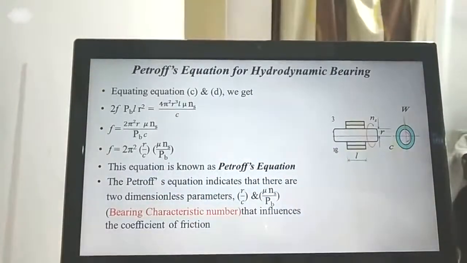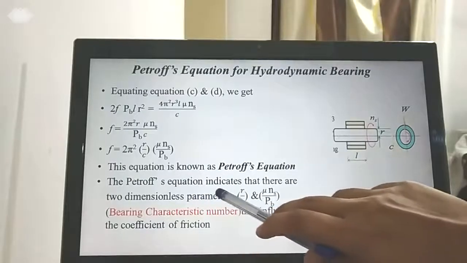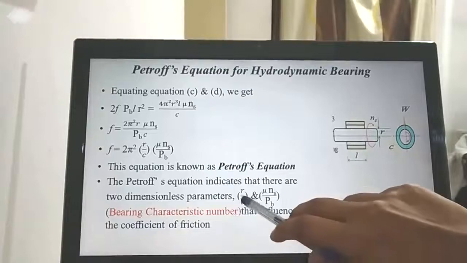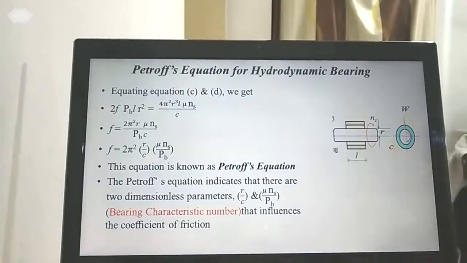of a hydrodynamic journal bearing. As we said earlier, Petroff's equation indicates two dimensionless parameters, that is r upon c, the clearance ratio, and mu ns divided by PB, that is the bearing modulus, or bearing characteristic number, and these influence the coefficient of friction. I hope you get the concept of Petroff's equation for hydrodynamic bearing. So here we stop. Thank you.